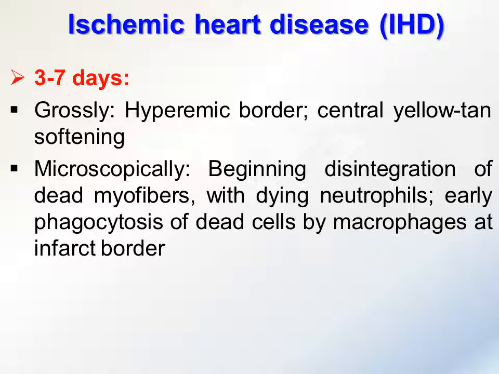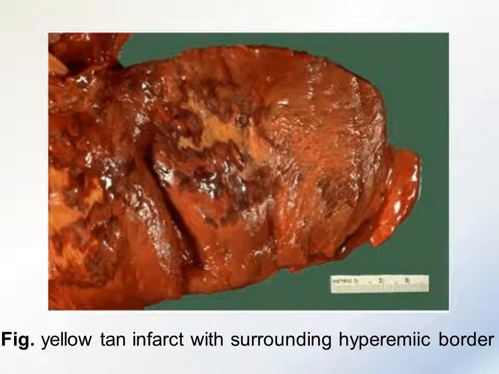From the third to the 7th days, grossly hyperemic borders along with the central yellow tan softening will appear. In microscopic feature, there will be the beginning of disintegration of dead myofibers with dying neutrophils, along with early phagocytosis of dead cells by macrophages at infarct border. This figure shows the yellow tan infarct with surrounding hyperemic border.